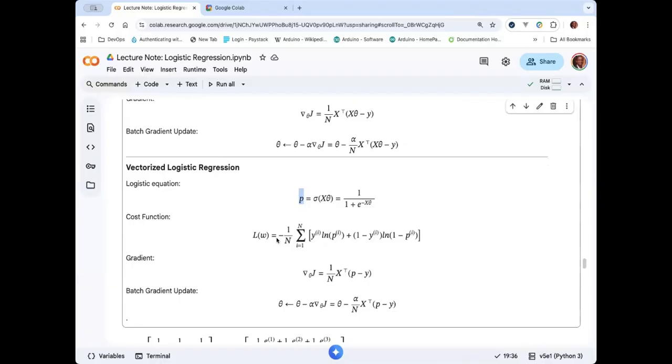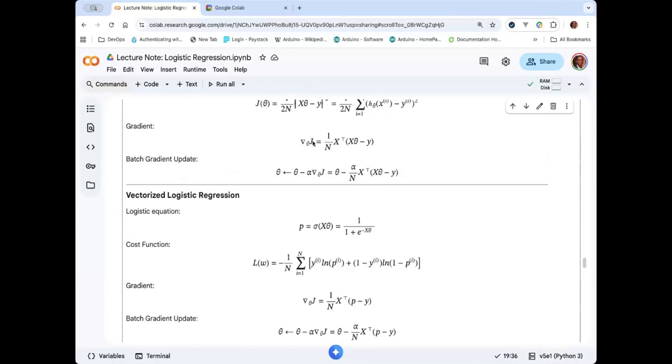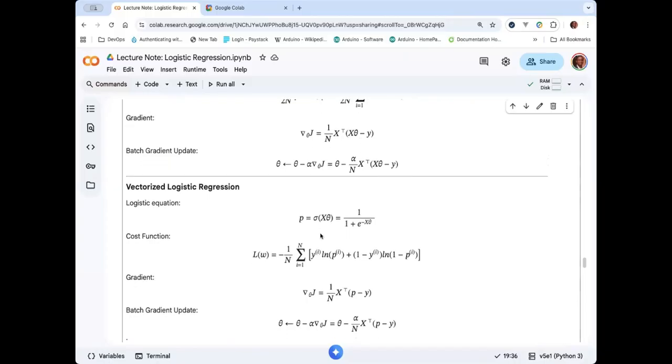And it's still going to be, this is a long form, right? But the short form would simply be y times ln P plus 1 minus y times ln of 1 minus P. So I wrote this in long form, but in the real short form, it's still the same thing. And then the gradient is exactly the same as the gradient for linear regression, right? Except that, instead of using x theta, here it is sigma of x theta, the sigmoid of x theta, right? So it's the same thing, x transpose times that.